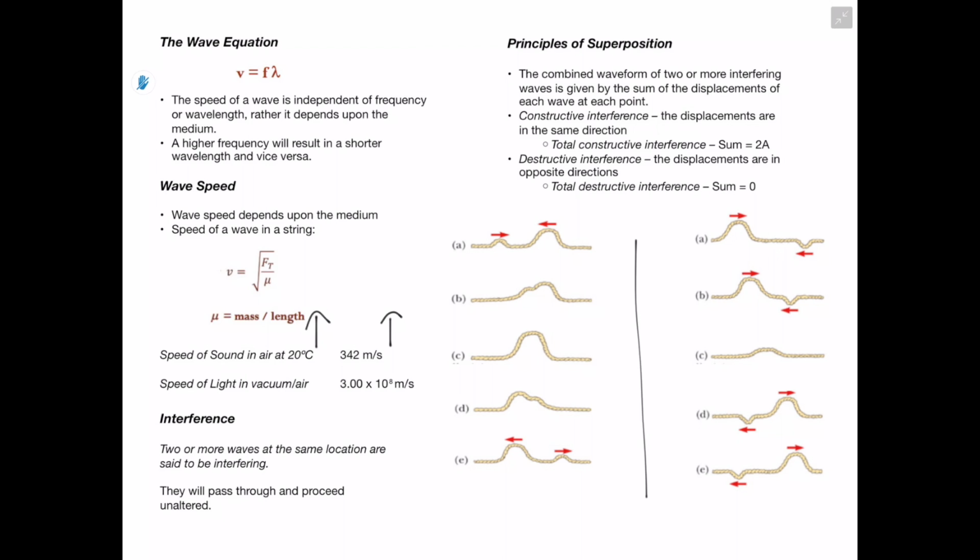So we see here, we start off with two waves which are moving towards each other, and we can see that both waves are in the positive direction. We see that their displacements are in the same direction. So when they come together, we see here, it still seems as though they're retaining their shape.